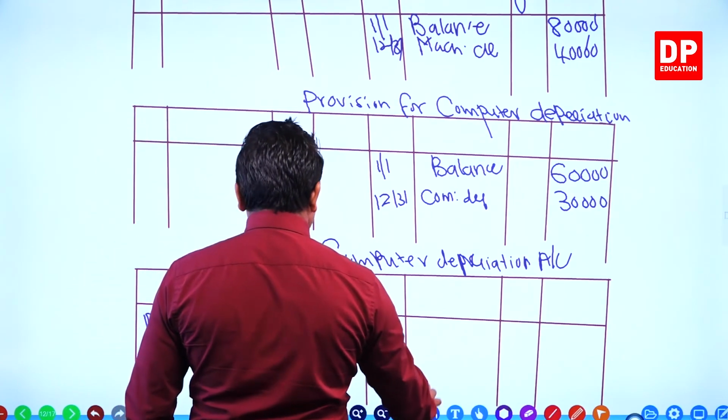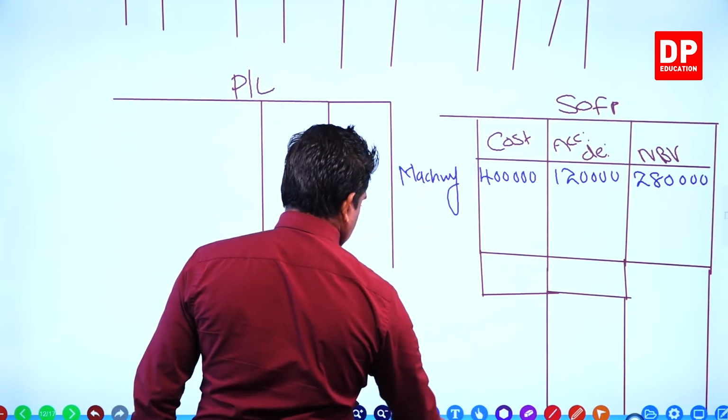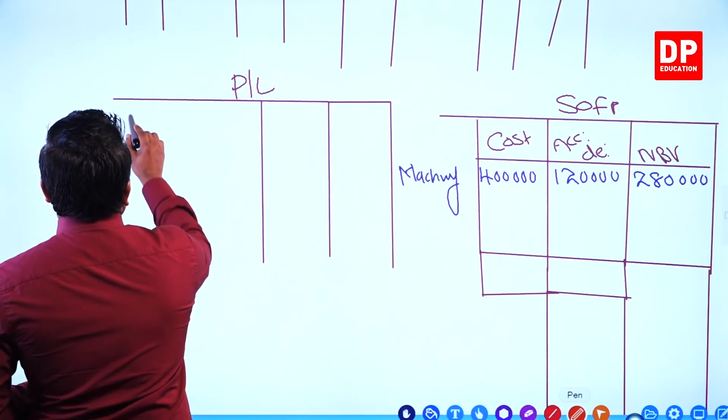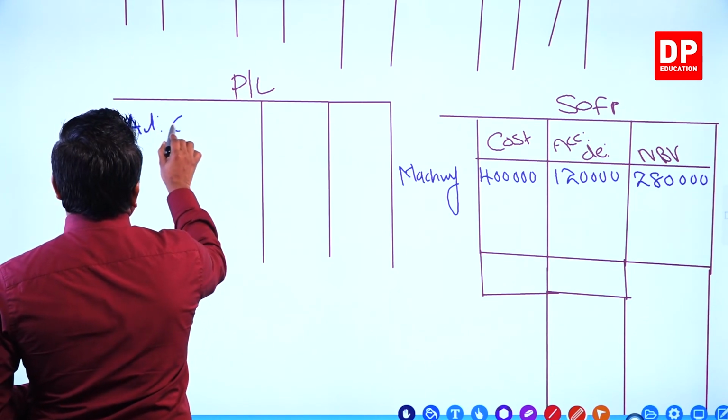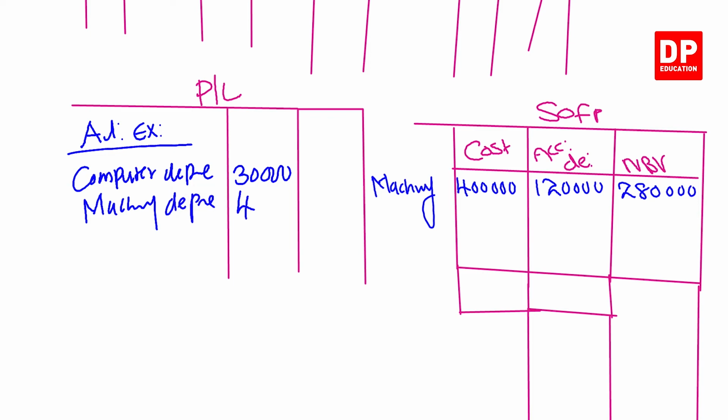Now you go to the profit and loss statement. Administration expense. Computer depreciation 30,000. The previous one, what is machinery depreciation? You put how much? They are 40,000. That is the way, right?